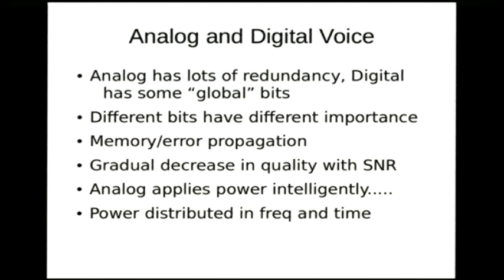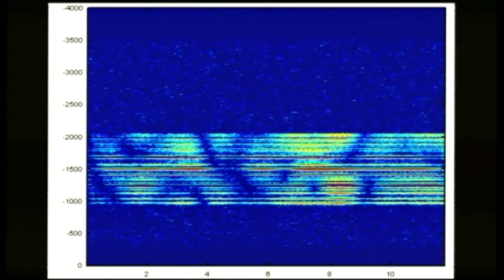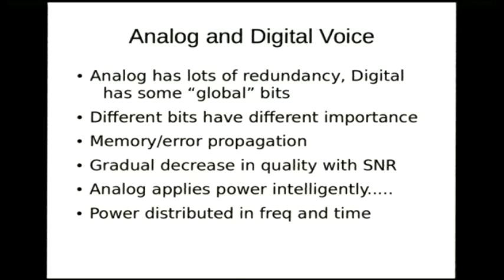As we indicated before, analog applies power fairly intelligently. We've got so many watts to distribute, and we tend to punch them in where they have the most effect for human perception. Whereas digital just applies the same sort of power all the time, so it's a bit more wasteful.